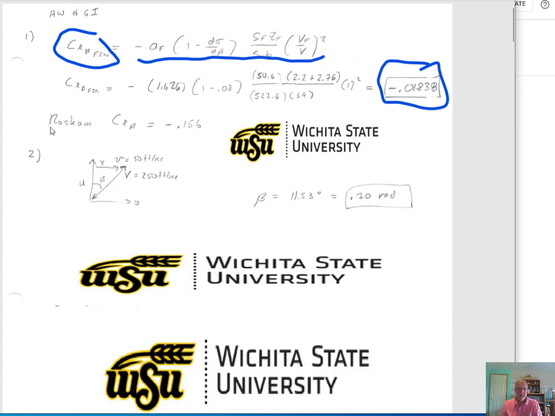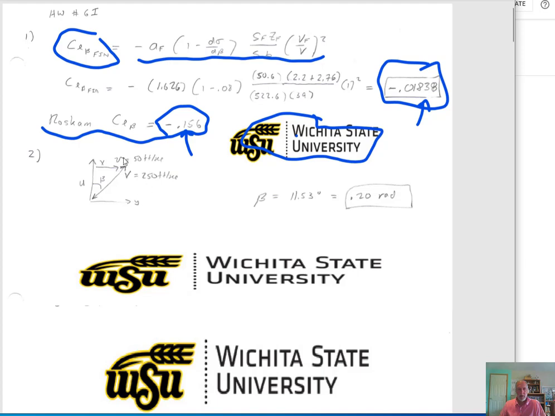So the problem says compare with the answer or the number that's given in Roskin for this same airplane. Number here compared to this, and see if you can come up with a reason why there's such a big difference. The answer is underneath this WSU logo. Whenever you see that, it means I've blanked out some of the solutions that you need to fill in your homework.